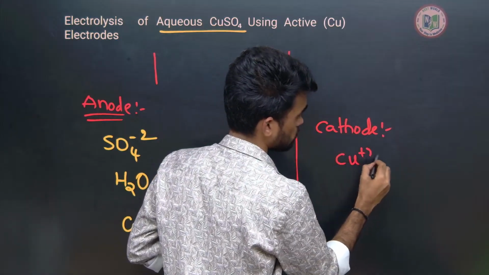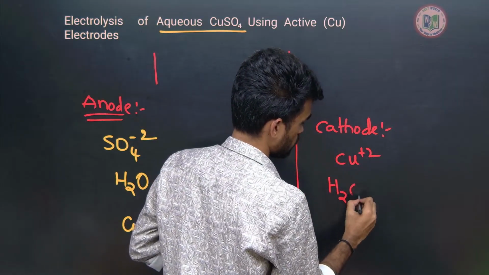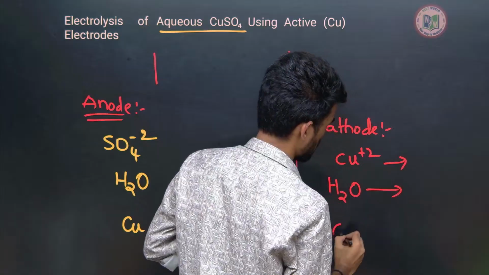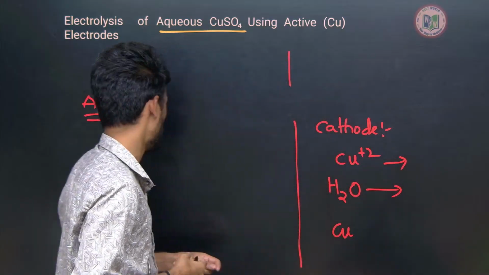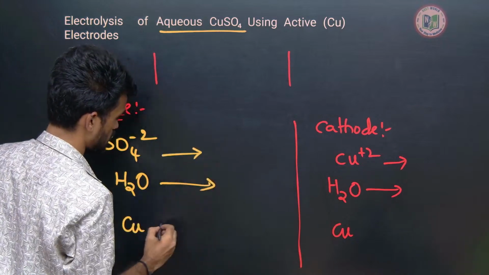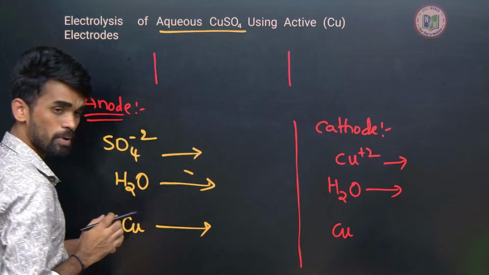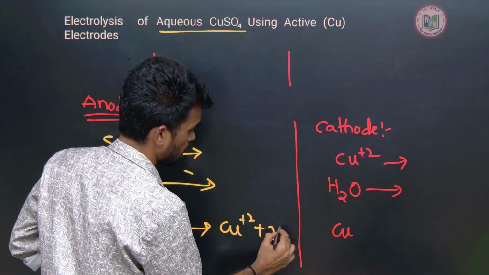Copper plus 2, H plus from water, and copper electrode also we have. Okay, so reduction should happen now. Yeah. So now out of these three, which will undergo oxidation readily? Tell me. Copper will undergo oxidation. It will form copper plus 2, and 2 electrons are released.